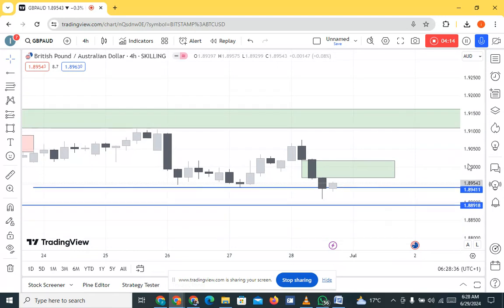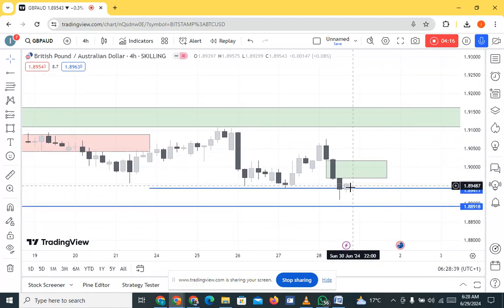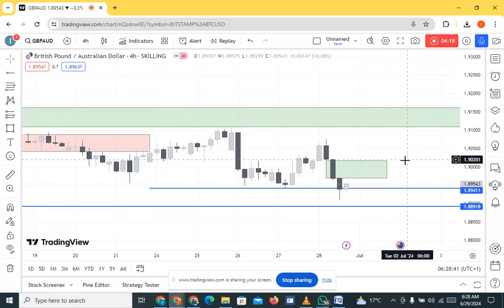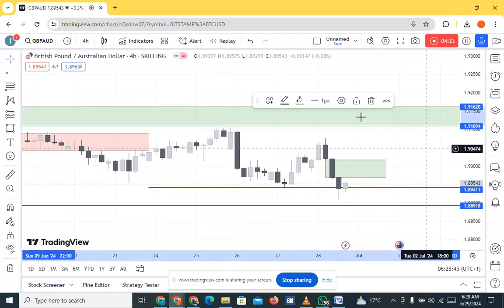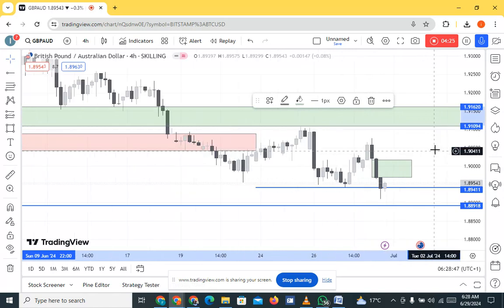So this is it. This is it. So on the 4 hour, we're waiting for those bullish fair value gaps to be created for us to then confidently take our buy to this level, right?